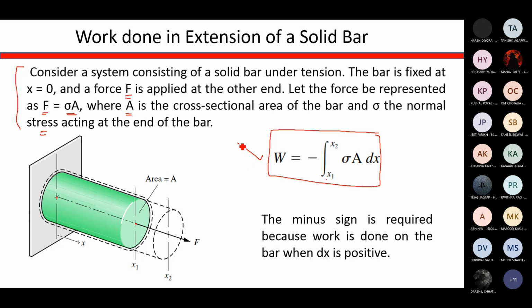So you note down this formula. Now what is the significance of this minus sign in this expression? The minus sign is required because work is done on the bar when dx is positive, meaning when expansion takes place and the length of this bar increases. So length is increasing, it means the work is done on the bar, and our system is nothing but the bar. So that's why this negative sign is required.